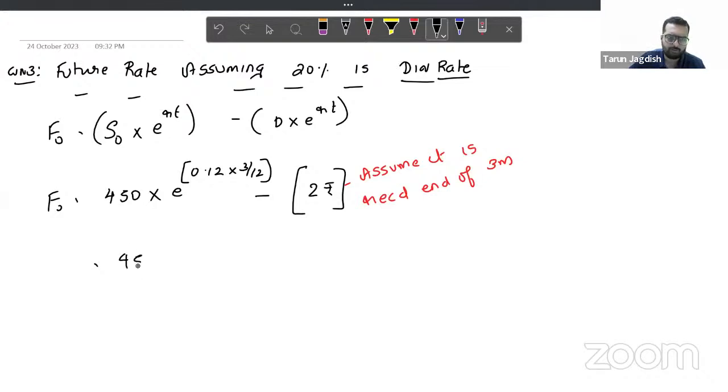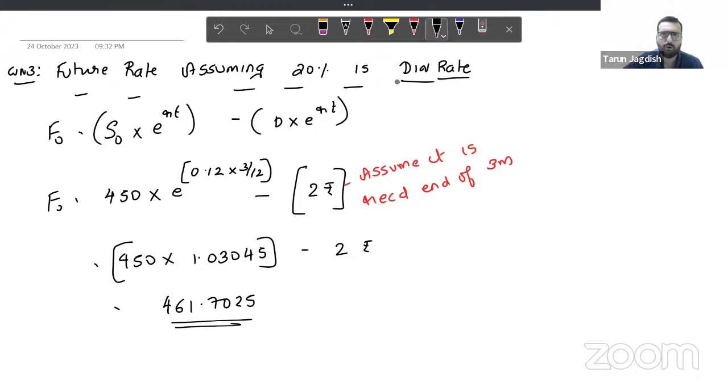So that will be 450 into 1.03045 minus 2 rupees. You get the answer as 461.7025. And I think that's the same answer in your textbook also. One mistake that they have made in the textbook is they have used simple compounding. Ideally, we are supposed to use continuous compounding. Can you write this down now?